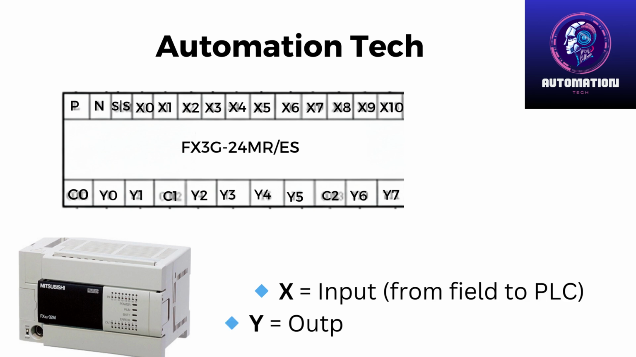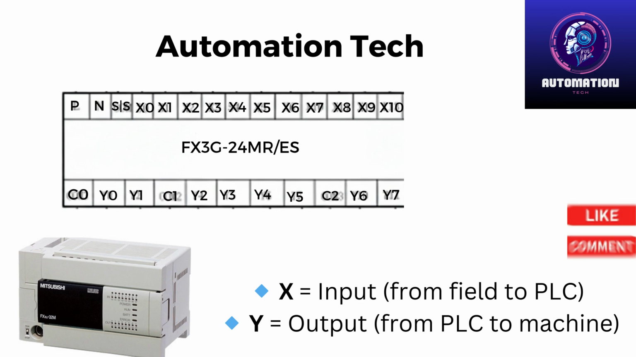A PLC may use 220 volts AC or 24 volts DC for power, depending on the model. In this terminal diagram, the upper rail is the power line, phase and neutral or plus 24 volts. And the lower side shows output terminals like Y0 and the common C0.